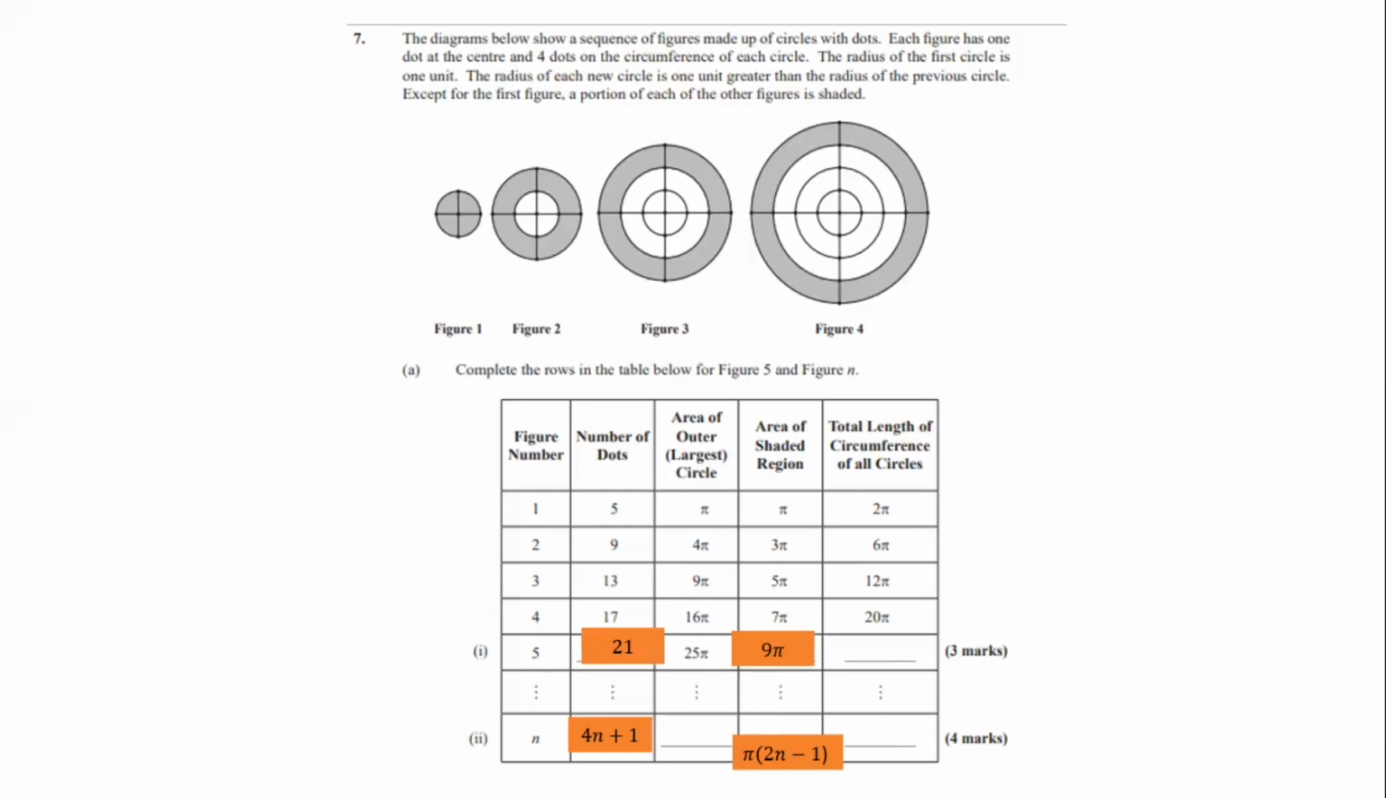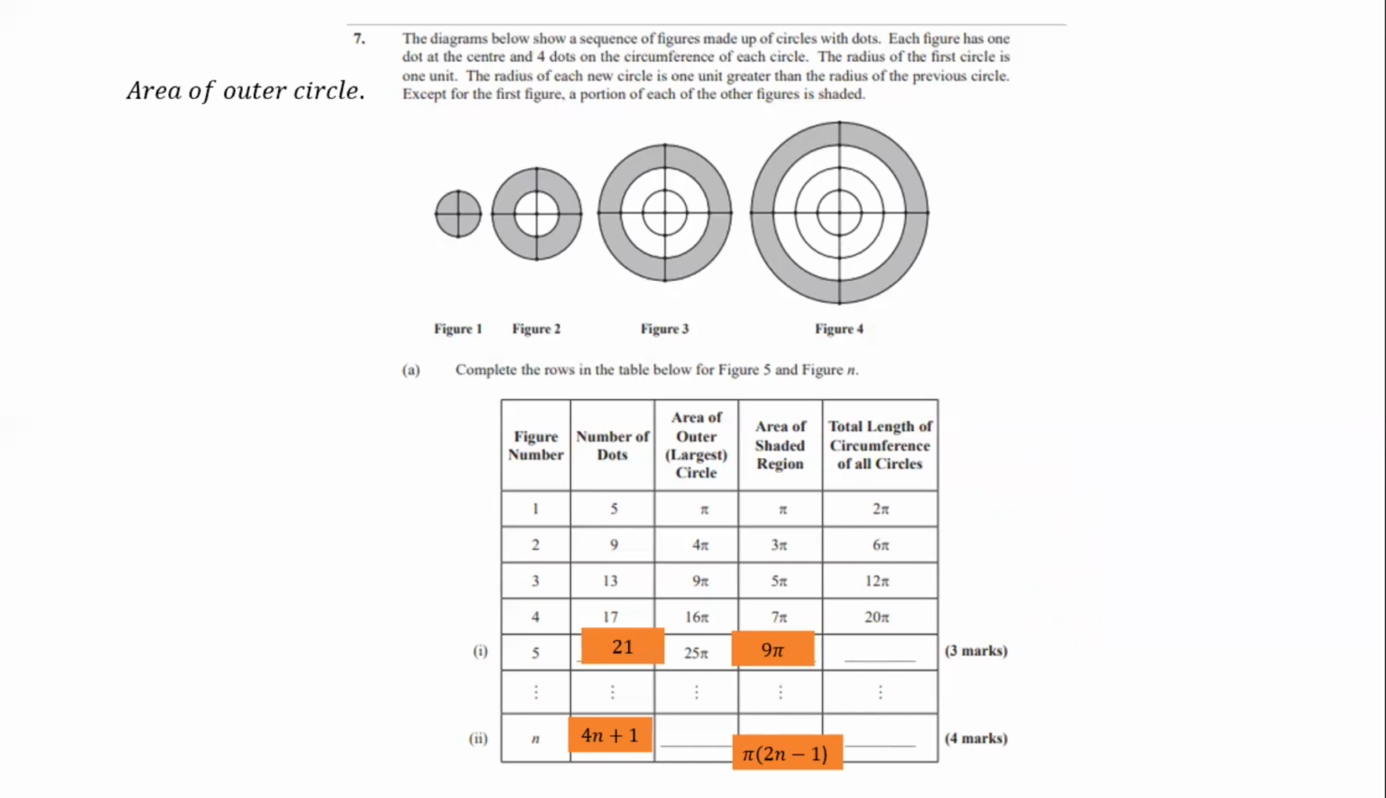So these are the 4 answers that we figured out so far. So we've already got 4 out of the 7 marks. So we have 3 marks left to go. So now we're looking at the area of the outer circle, which is the largest circle. There is now not a set increase, so we cannot multiply a particular number by n.